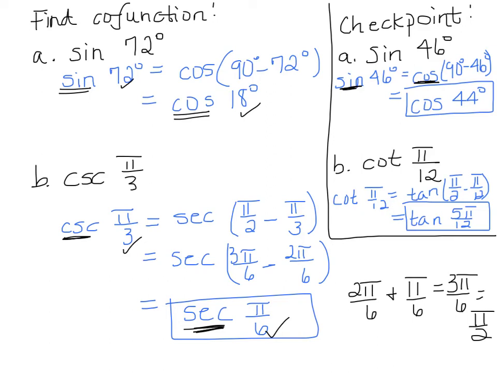And then the second example was cotangent of pi over 12. Well, since they start off in radians, you have to change 90 to pi over 2. And you know that cotangent and tangent are cofunctions. Now, since we're subtracting with different denominators, you have to get the denominators the same. So pi over 2 is the same thing as 6 pi over 12, minus 1 pi over 12. That's how we ended up with 5 pi over 12. So that's how you do your cofunctions.